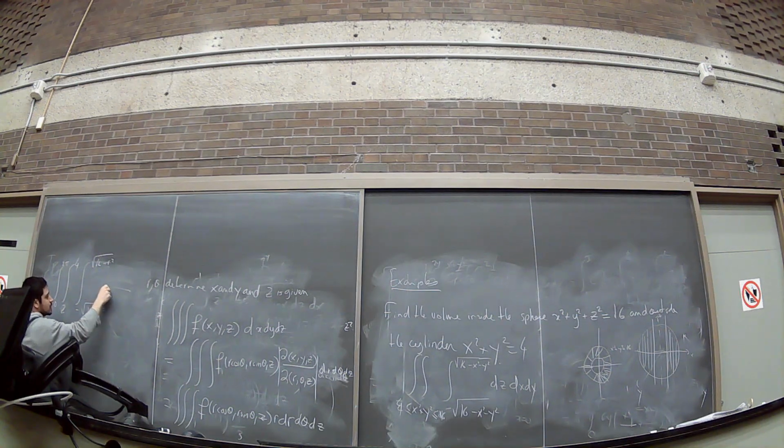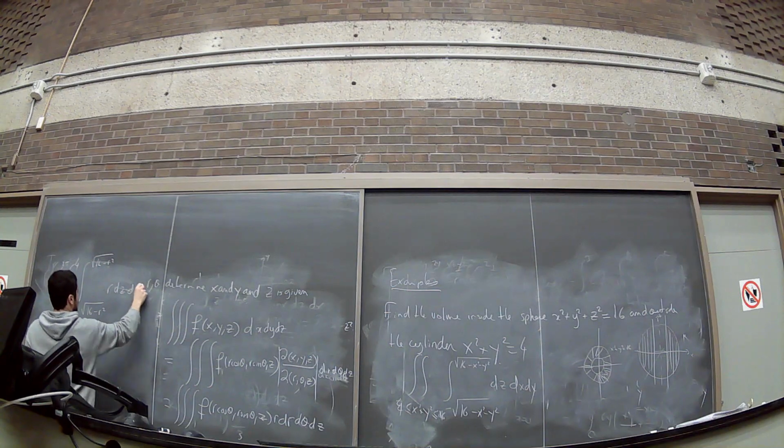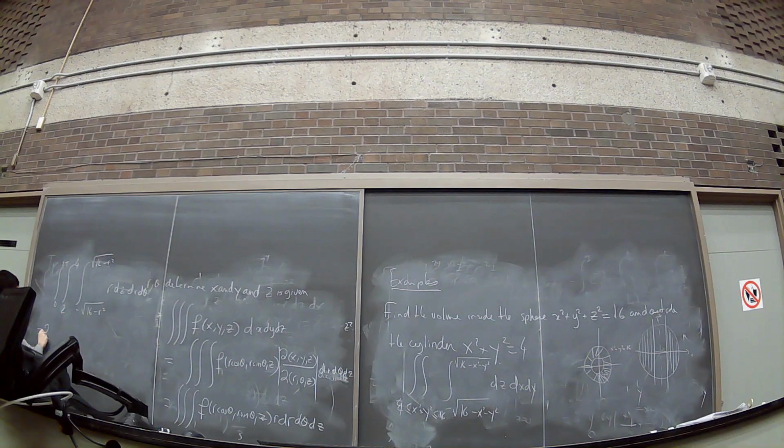What is the Jacobian here? R dz dr d theta. This looks nice to integrate. So you have a 2 pi, of course. You can integrate a 2 pi out. And then you have to integrate from 2 to 4 of 2 times square root of 16 minus r squared times r dr. This is easy to integrate.